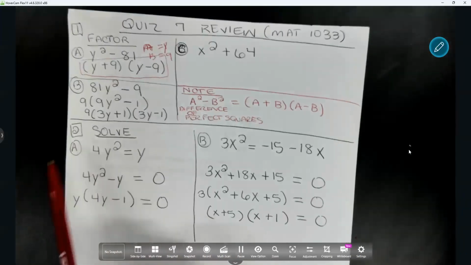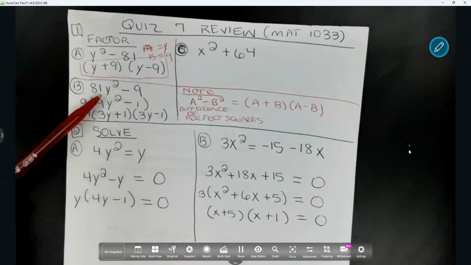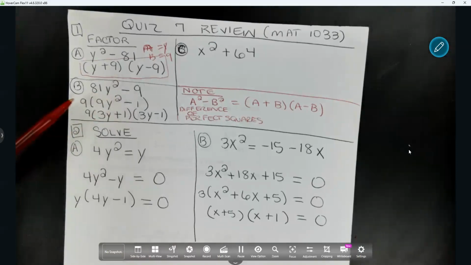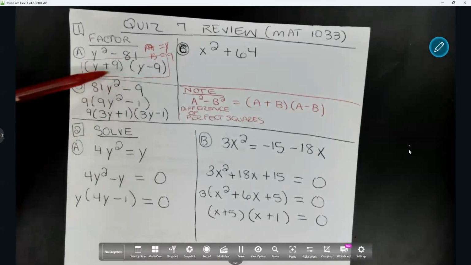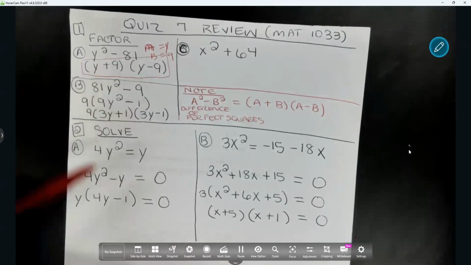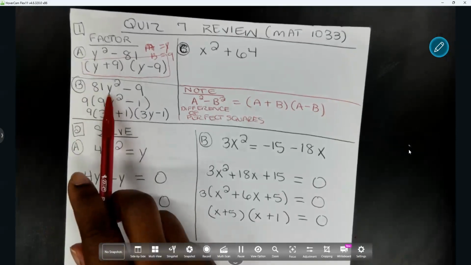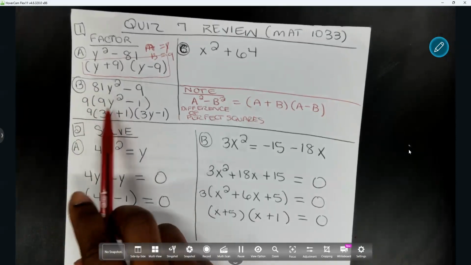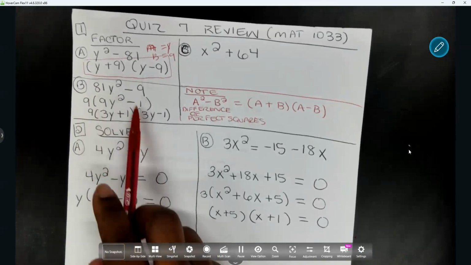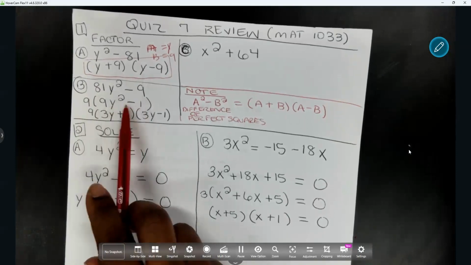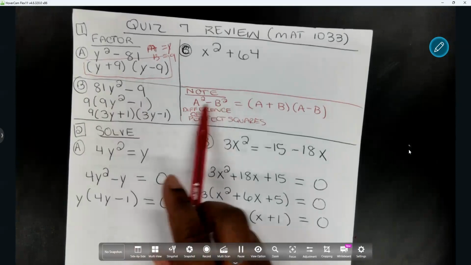For letter B, we're factoring 81y squared minus 9. Now, we have a GCF that we can factor first. We can factor 9 from both of those terms. So that's what we did, factored out 9. And when we factor 9 from 81y squared, we get 9y squared. When we factor 9 from 9, we get the 1. 9y squared minus 1, this is another difference of perfect squares.